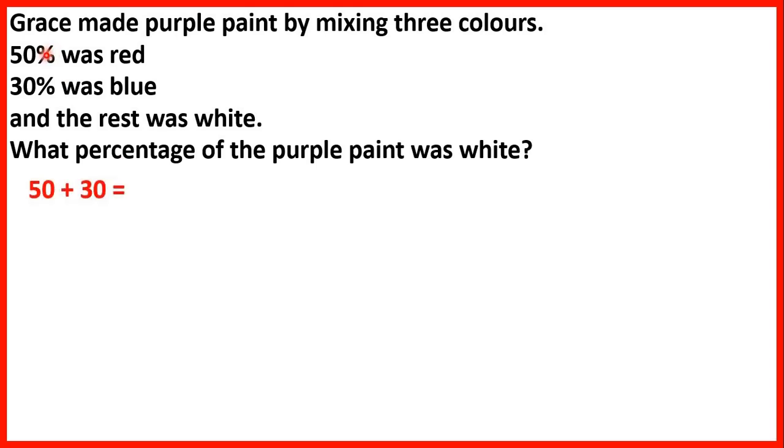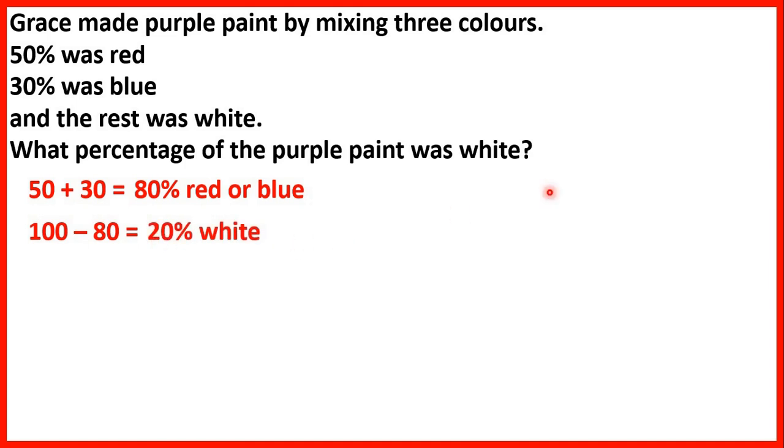So if 50% was red and 30% was blue, that means that 80% was either red or blue. So 80% plus whatever is white needs to add up to 100%. And 100 minus 80 is 20. So that means 20% of the paint was white, because 50 plus 30 plus 20 gives us 100%.